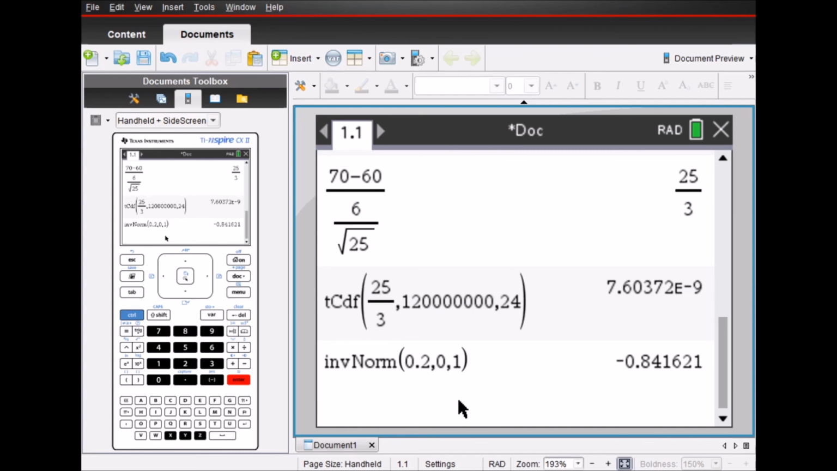Now, another way to tackle this problem is to think about what value cuts off that top 20% of the data. To do this, you want to use INVNORM, and you want to go from 0.8. The Inspire and the 84 always go, I believe, from the left, although I think there's a tool in the 84 where you can actually go from the middle, and I'll show you that too. So we're running INVNORM here on the Inspire: 0.8, 0, and 1.